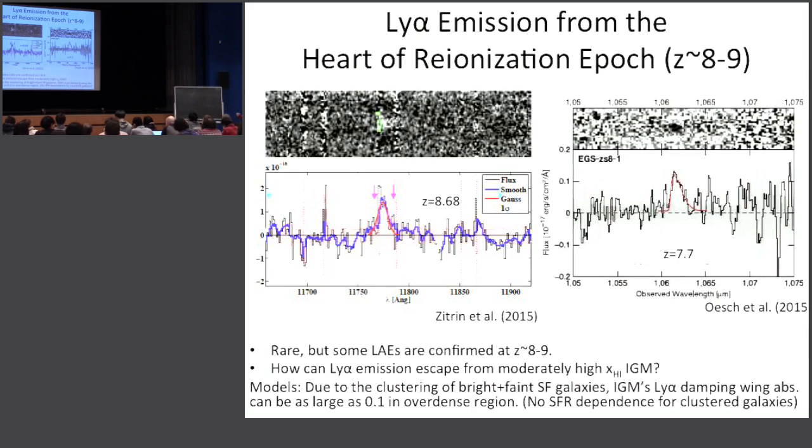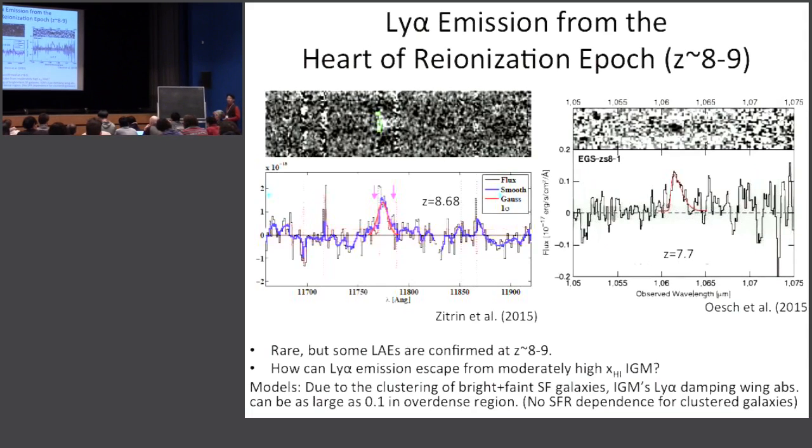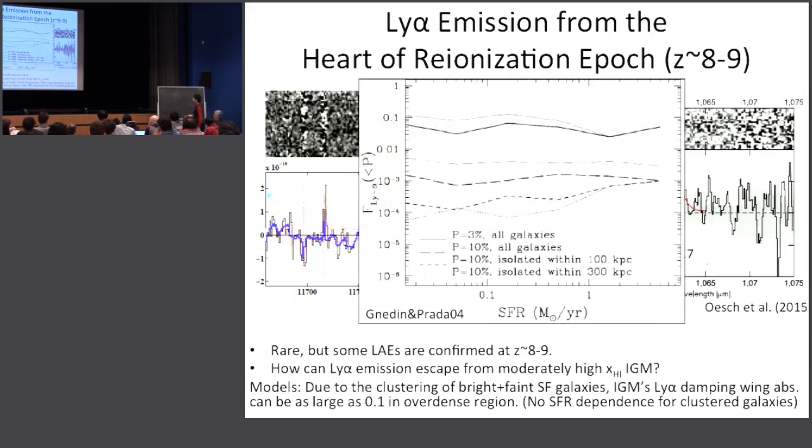People observe hundreds of such continuum selected objects with the Keck MOSFIRE, but mostly they fail. But some people identified such sources, with some great techniques I know, but these are very rare sources. Still, they exist. So how can Lyman-alpha emission lines escape from such a neutral medium? This is a very interesting astrophysical question, and some theorists try to answer this.